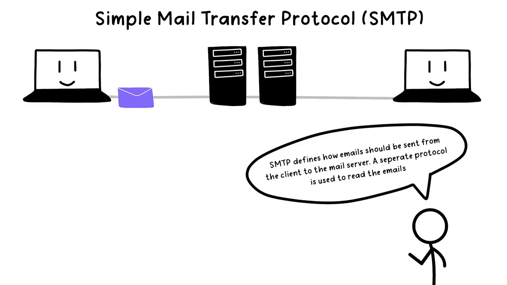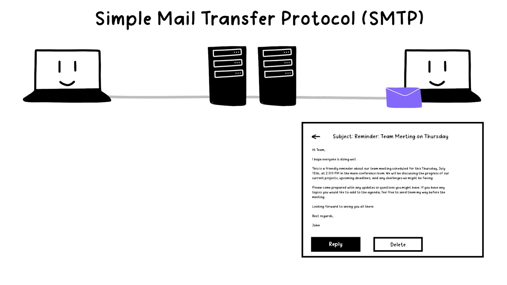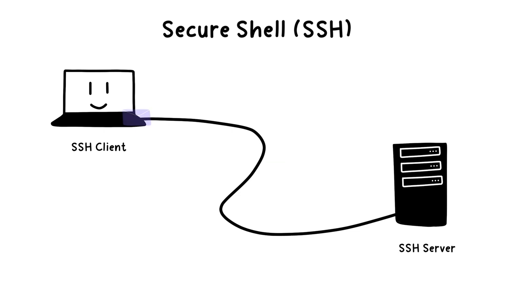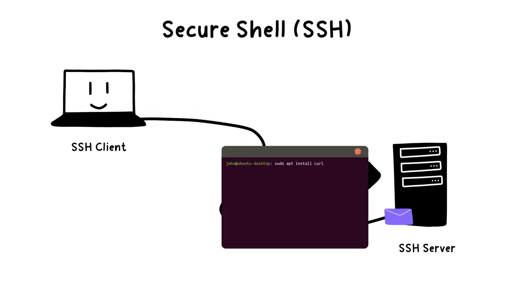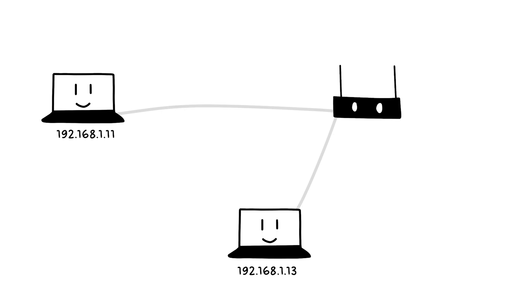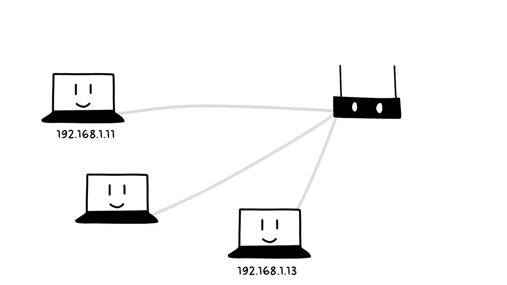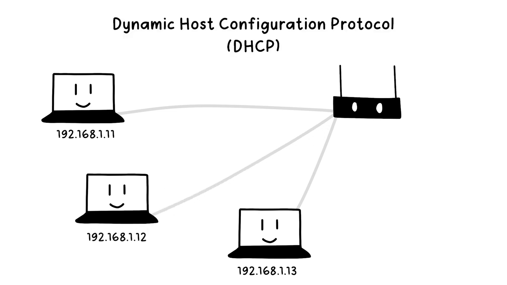Other common communication protocols include the Simple Mail Transfer Protocol (SMTP), used to send emails, as well as the Secure Shell Protocol (SSH), which makes it possible to remotely send commands to other computers. On the other hand, there are also protocols used for managing the network. As we saw previously, whenever a device connects to a network, an IP address is assigned to it. This is possible due to the Dynamic Host Configuration Protocol (DHCP).